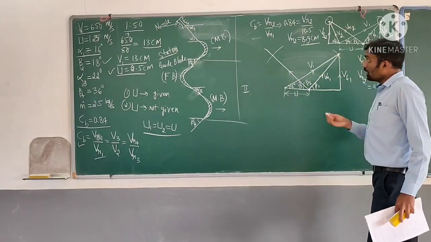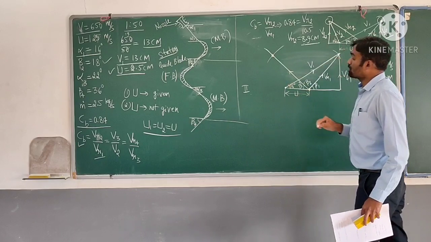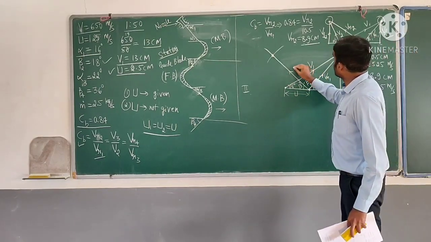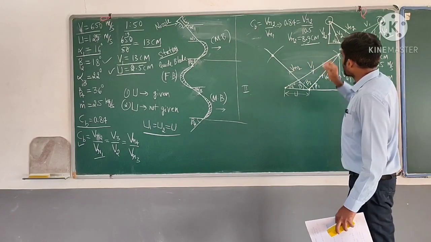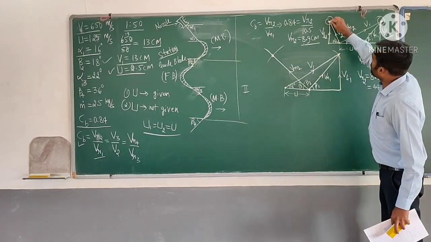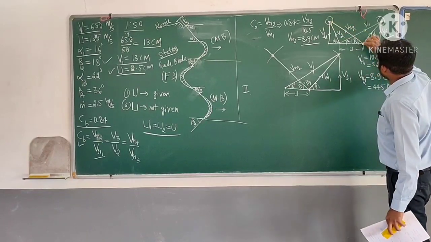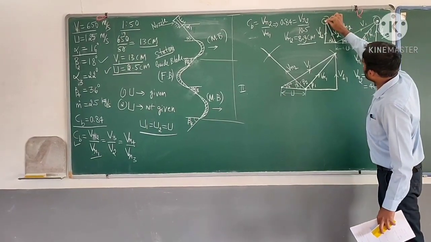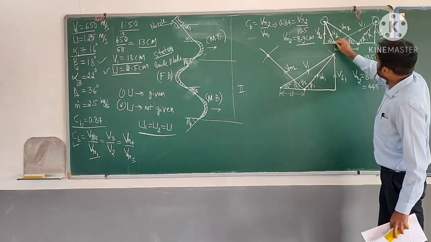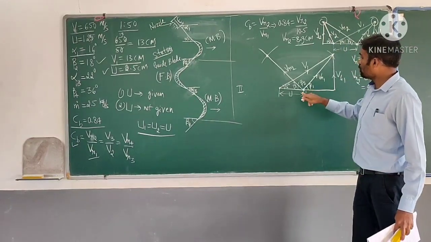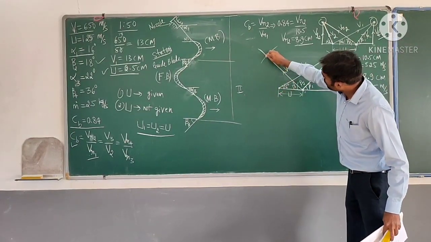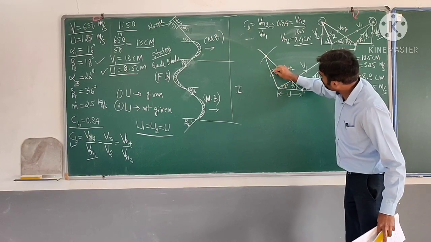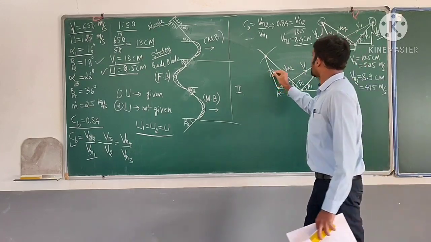Okay, and one more point, I am not drawing to scale, so please draw to scale according to the parameters given in the problem. So this is VR2, and we got this point. We have drawn this VR2 line. From this point, if I join to the other side of U, this is one side of U, this is the other side of U. So if I join this, this is nothing but V2.